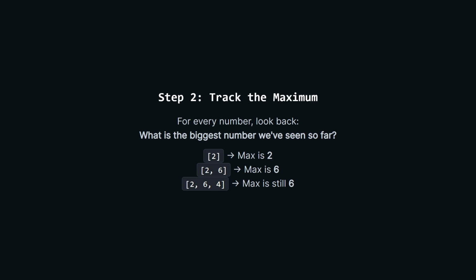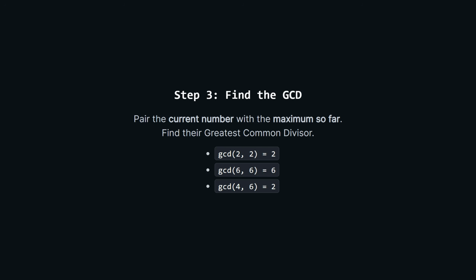So at the start, it's just 2. Then we see 6, so the new maximum is 6. When we get to 4, the biggest number we've seen overall is still 6. Next, we take each original number and pair it with that maximum value we just found. We then find the greatest common divisor for each pair. This gives us a brand new list of numbers.